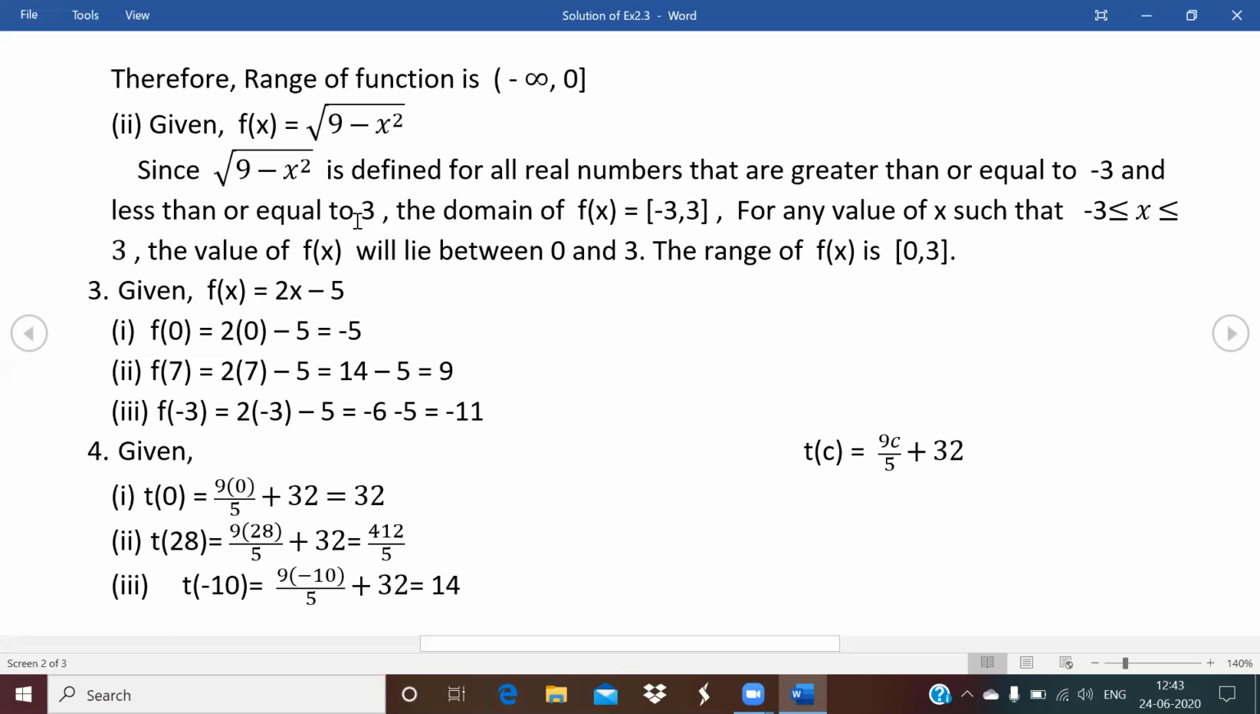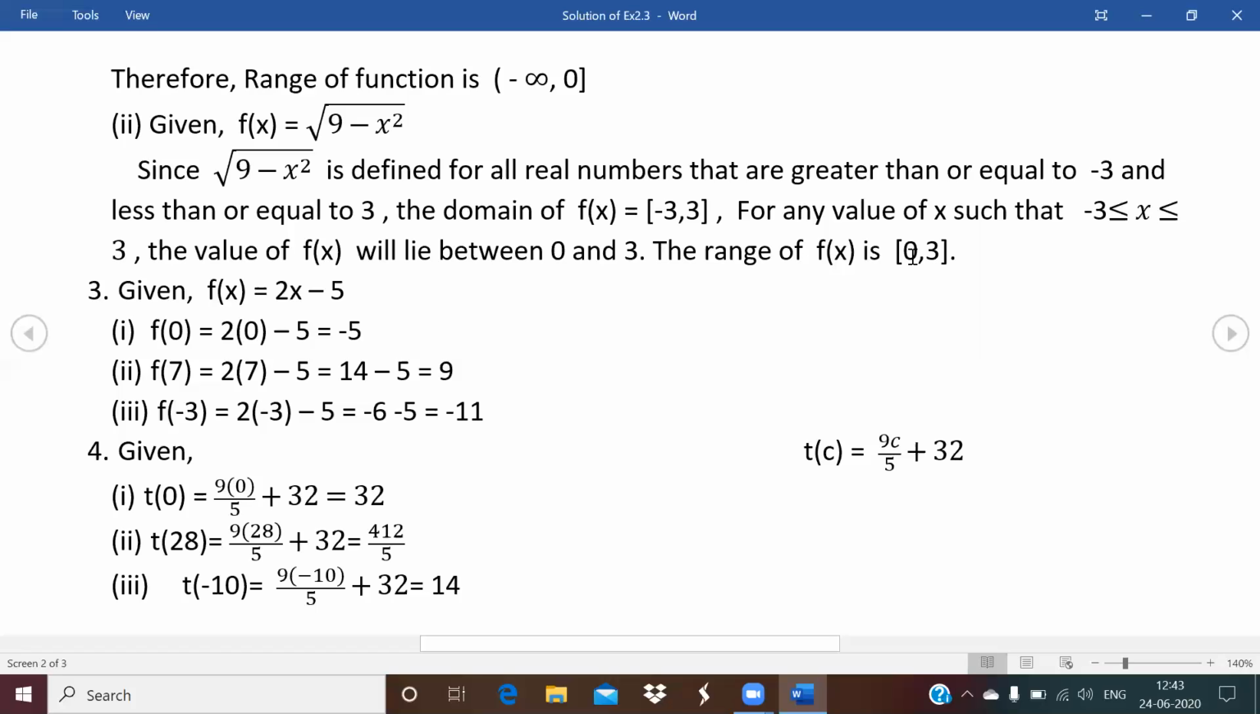And similarly, when we substitute the value of x as 3, 3 square is 9 and 9 minus 9 is 0, whose root is possible. But if we take more than 3, it is not possible. That's why the domain of this function is minus 3 to 3. Means values of x we can substitute from minus 3 to 3. And when you substitute the values of x from minus 3 to 3, you will get all values of f(x) lying from 0 to 3. That's why the range of this function is the closed interval 0 to 3.